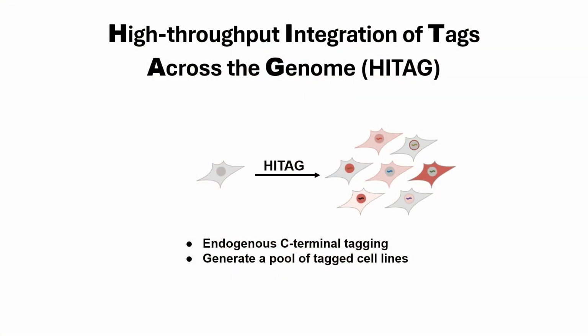Hello, I am Joonwon Kim, a postdoctoral researcher in the Chavez lab at UCSD. From here, I will take over and explain the experimental design and results. So both CRISP-Paint and our new method HITAG are capable of generating C-terminal tag cell lines. The key advancement in HITAG is that in a single experiment, it generates a pool of cells where each cell in the pool has a different protein C-terminally tagged. So now, instead of doing multiple rounds of CRISP-Paint, we can do one HITAG experiment.